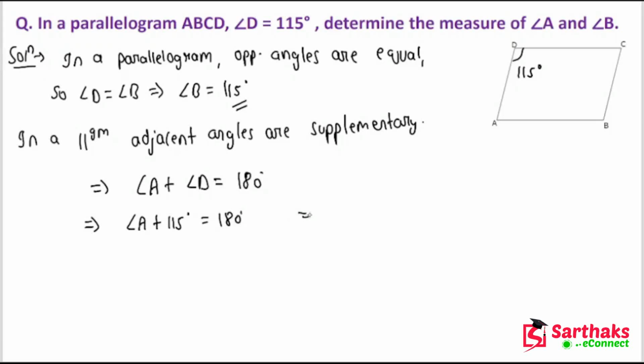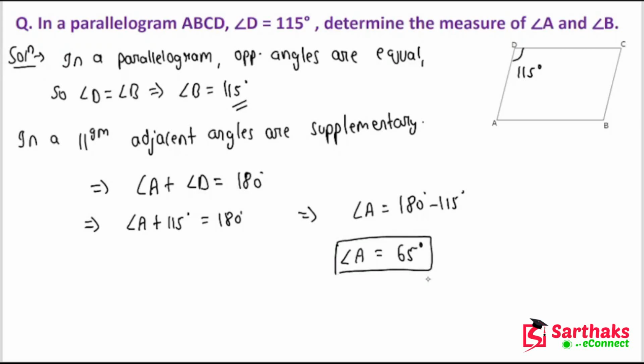So we can transpose this 115 degree on the right hand side, and we would get 180 degree minus 115 degree, and we will get angle A is equals to 65 degree, right? So this was angle A and this was angle B. So you can clearly say that we just applied the properties of parallelogram and we find out the value of angles required.